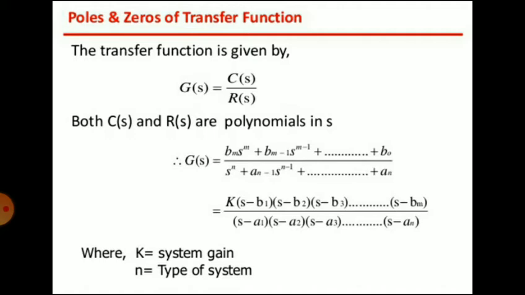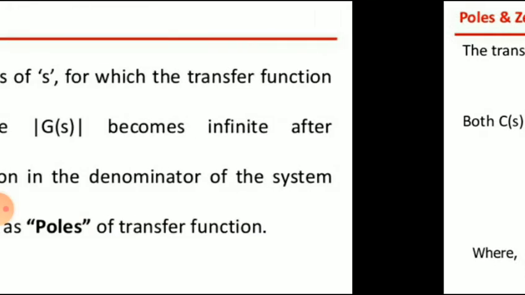So the transfer function is given by G(s) equal to C(s) upon R(s), and both C(s) and R(s) are polynomials in s. So this expression is expressed in this form. After expressing this equation in this form, K will be the system gain and N will be the type of system.